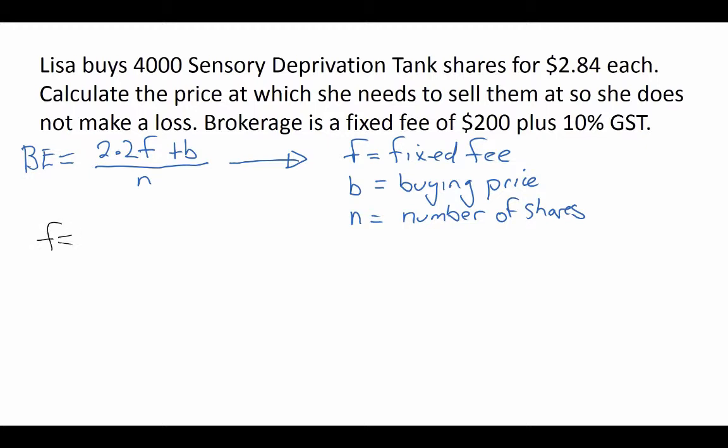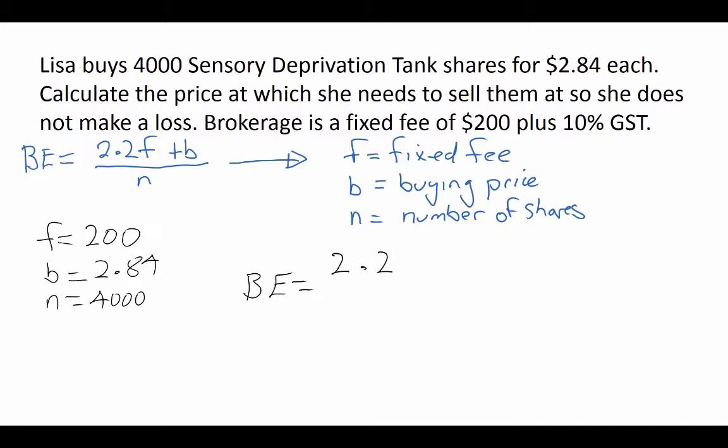F is the fixed fee, which for us is $200. B is our buying price, which we know is $2.84. And the question also tells us the number of shares she bought, 4,000. So once again, substitute it into the formula. It's good to do this so you don't take shortcuts, and it's good because then the person marking it will be able to see where you've entered the numbers and theoretically that you haven't made a mistake. And the number of shares is 4,000.